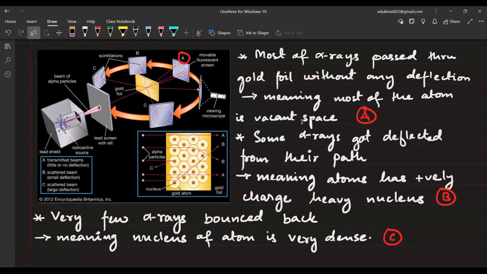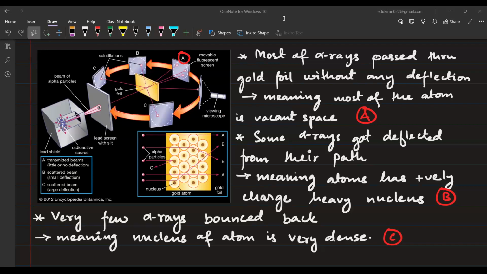Second point is saying that it is having a heavy nucleus. Heavy means what? It is just heavy. It is not telling you anything about the size. Heavy चीज़ बहुत बड़ी भी हो सकती है, बहुत छोटी भी हो सकती है. Last point is that very few alpha rays bounced back. अगर बहुत कम alpha ray वापस आ रही थीं, that means जो directly nucleus को hit कर रहा है, the number of alpha rays that is hitting the nucleus is very less. That is only possible if the nucleus is very small, and a very small thing with a very high mass, that means it will be very dense.